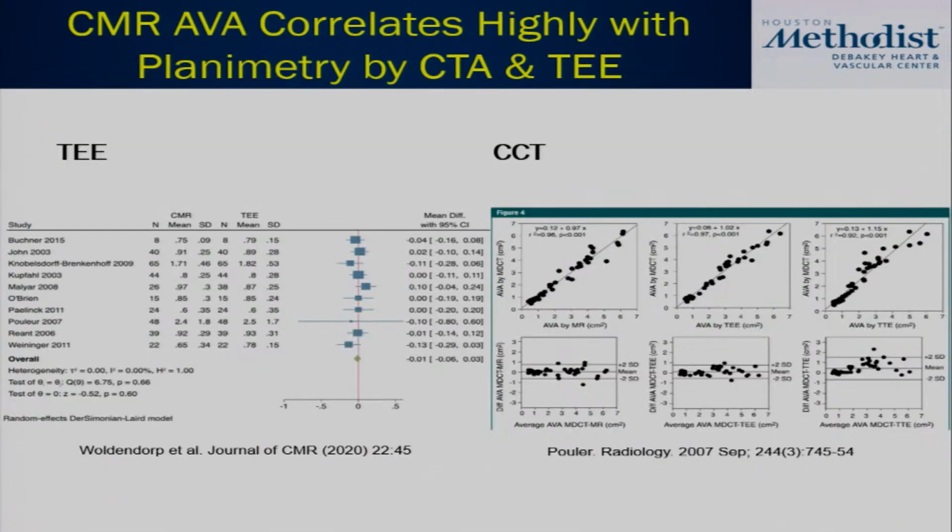How does this relate to TEE, another anatomical test? You can see that in these two studies, and CT also, the planimetered valve area that you get with CMR correlates very nicely with what you get by TEE or by CT.